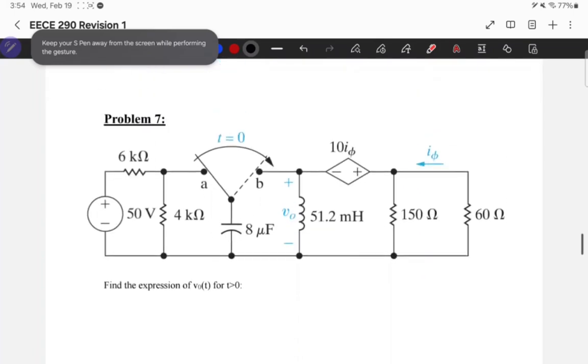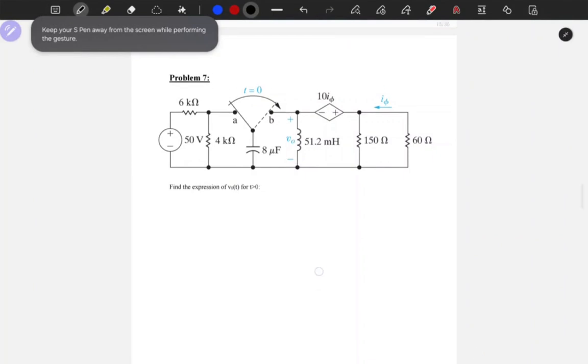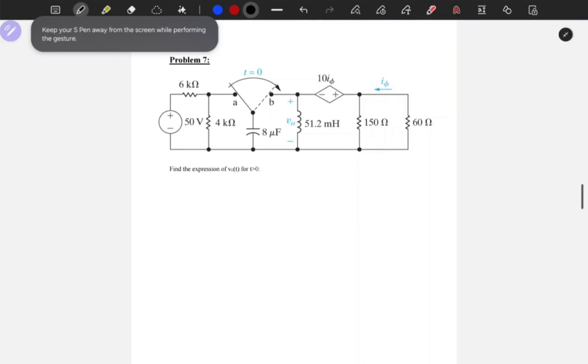Okay, in problem 7 we have the following circuit, and we're asked to find the expression of V0 of t for time greater than 0. So V0 of t is the voltage across the inductor, and we need to decide if this circuit is a parallel or series connection. To do so, we consider time after switching.